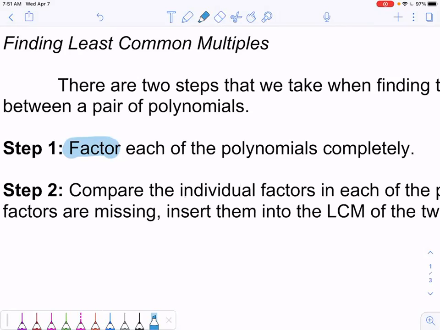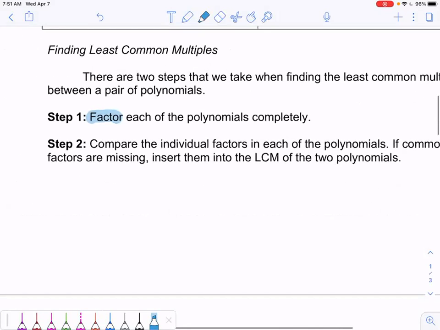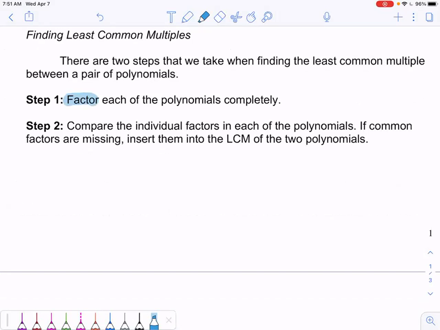The first step of multiplying is factoring. The first step of dividing is factoring. So it makes sense that the first step of finding a least common denominator or a least common multiple is to factor. Step 2, compare the individual factors in each polynomial. If common factors are missing, insert them into the least common denominator of the two polynomials.